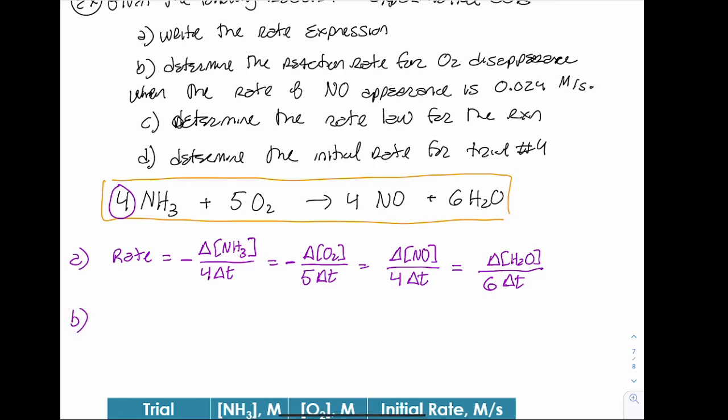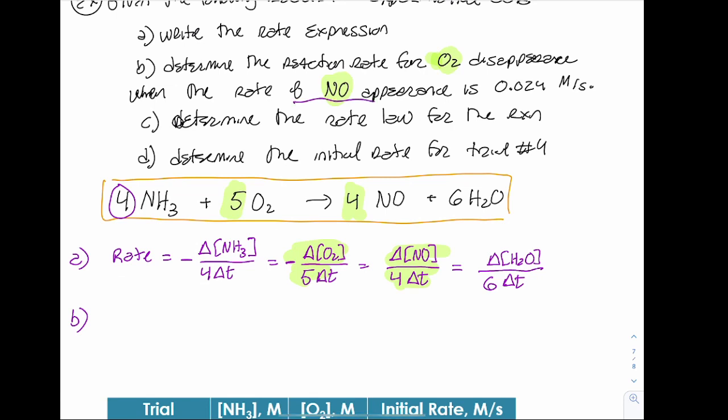Part B, determine the reaction rate for oxygen disappearance when the rate of nitrogen monoxide appearance is 0.024. And I'm going to use stoichiometry. This is the one where we could use either the rate expression or we could use stoichiometry. If you were going to use or did use the rate expression, what we just wrote in part A, you're going to use this part and this part because that's what we're solving for. What I'm going to do is I'm going to use my balanced equation and I'm going to use the coefficients in front of oxygen and nitrogen monoxide.